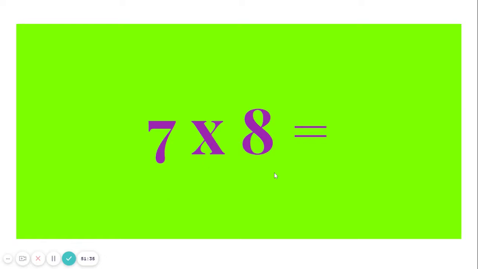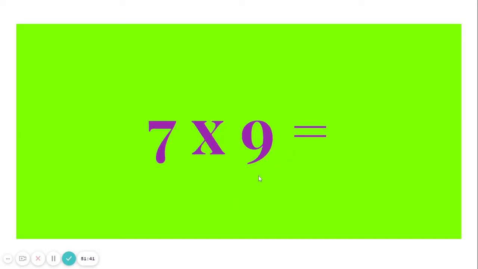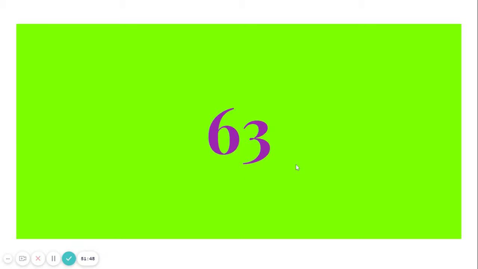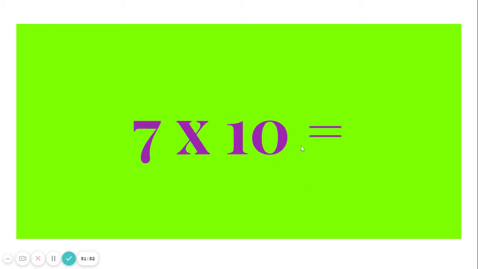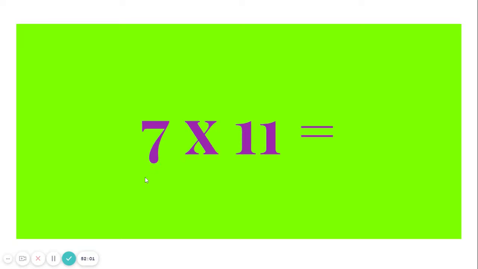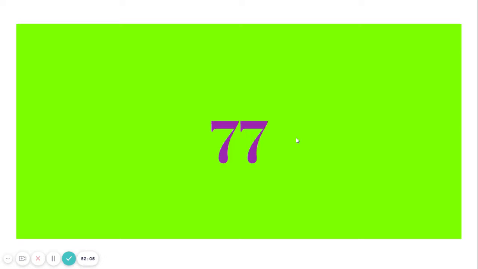7 times 8, drummer boy. A 5, 6, 7 times 8. 7 times 9, use your finger trick. Put down your 7 finger. 63. 6 on the left, 3 on the right from your finger that you put down. 7 times 10, sticker. Write a 7 and a sticker on the end, 70. 7 times 11, write it twice, 77.